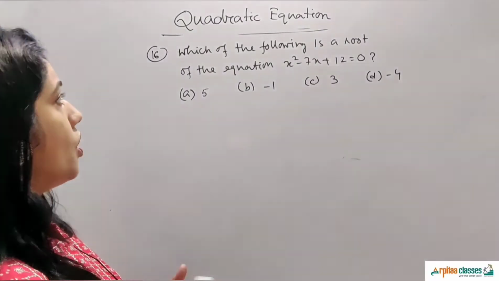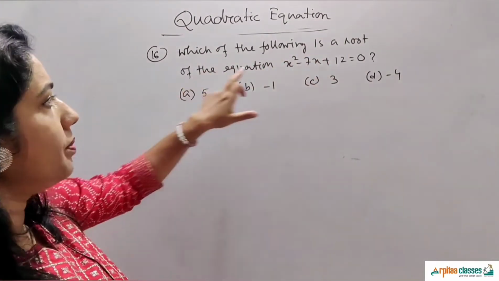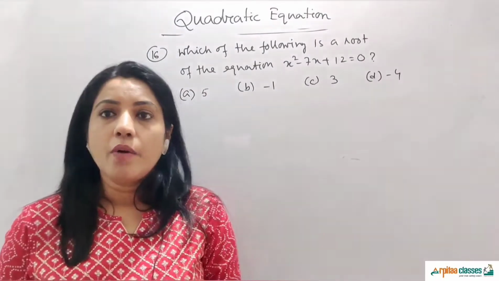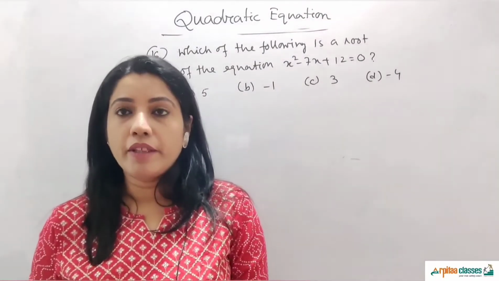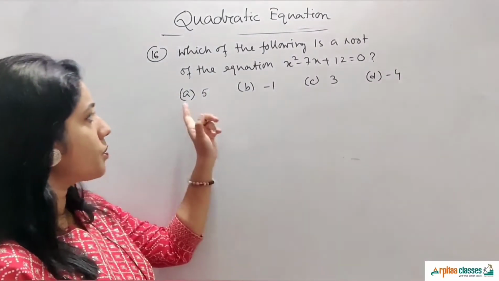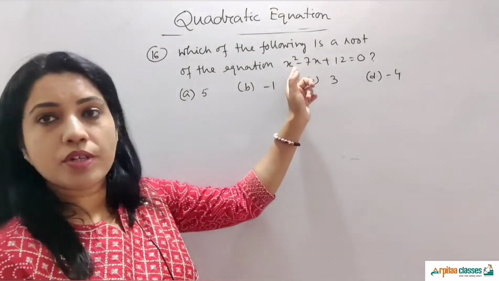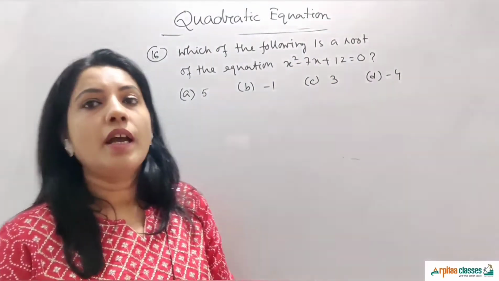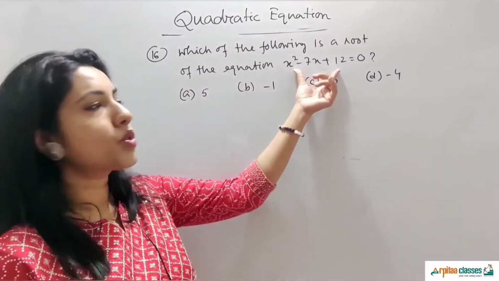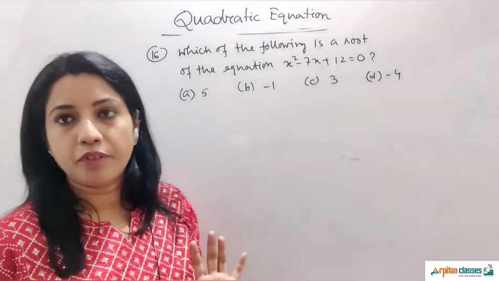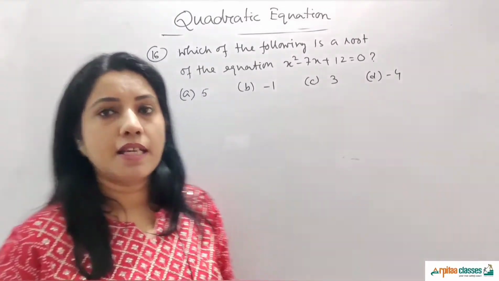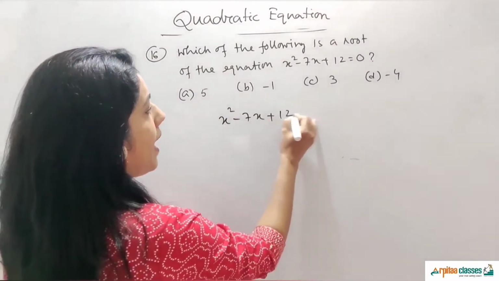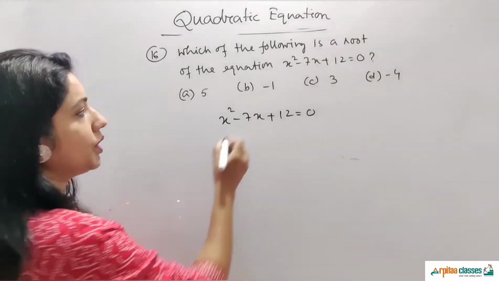Next question is, which of the following is a root of the equation x square minus 7x plus 12 equal to 0? Now you can solve this question by two methods. One is you can just put all the values in this equation and see which value is satisfying the equation, and the other method is just to solve the equation and find out one of the roots. I feel the second method is easy. So we can solve the equation and get one of the roots.